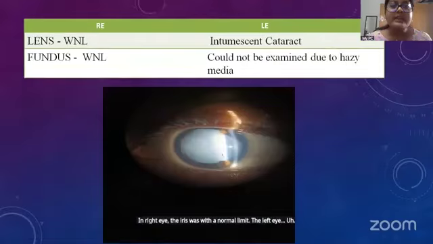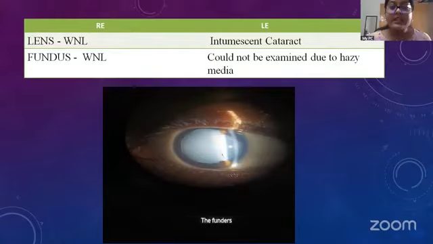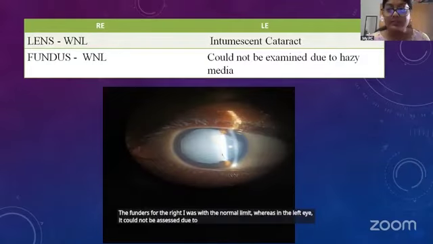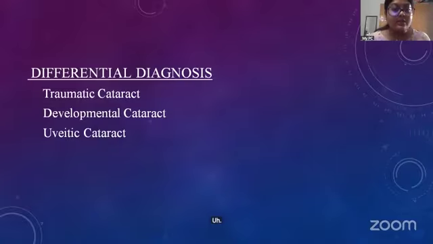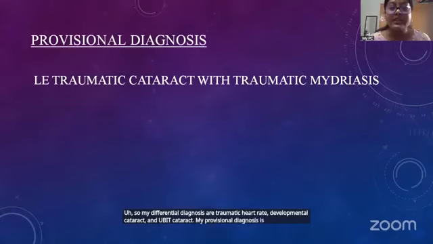The right eye lens was within normal limit, whereas the left eye had immature cataract. The fundus of the right eye was within normal limit, whereas in the left eye it could not be assessed due to hazy media. So my differential diagnoses are traumatic cataract, developmental cataract, and uveitic cataract. My provisional diagnosis is left eye traumatic cataract with traumatic mydriasis.